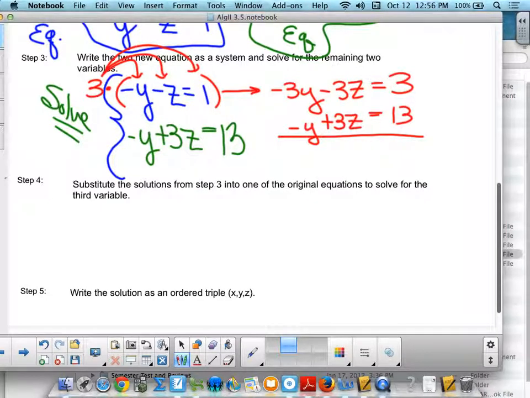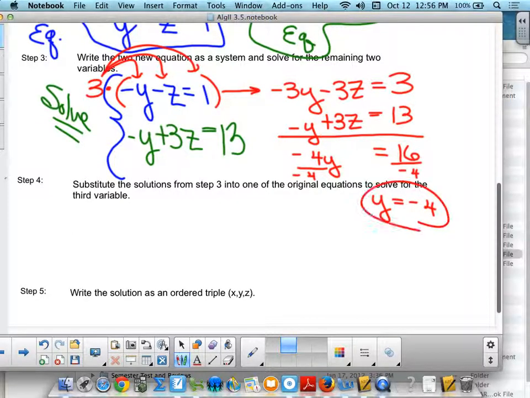What do the y's add up to? Negative 4y equals 16. Divides by negative 4 and gets what? What does he get? Negative 4 for y. Okay, now he wants to go get the z's.